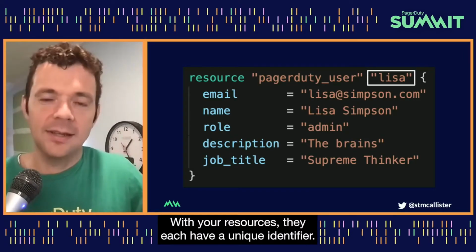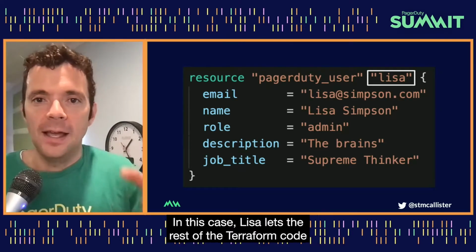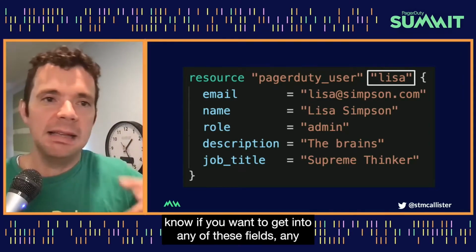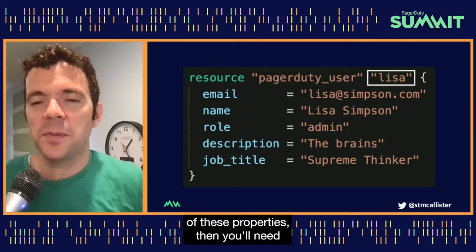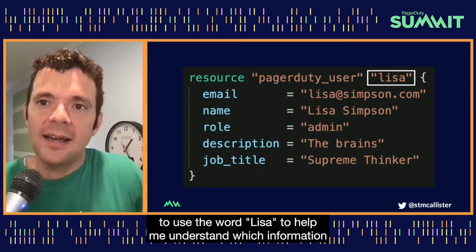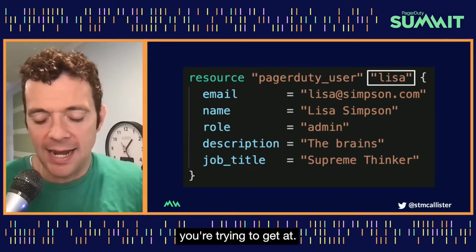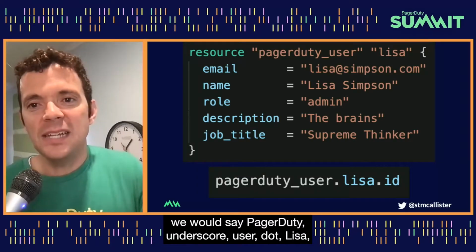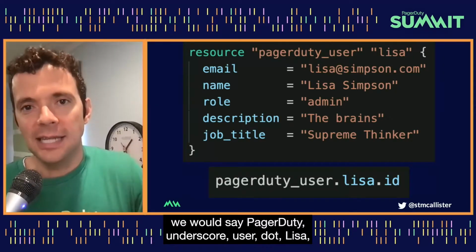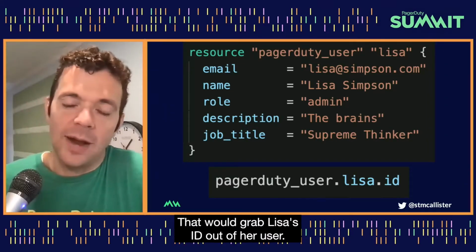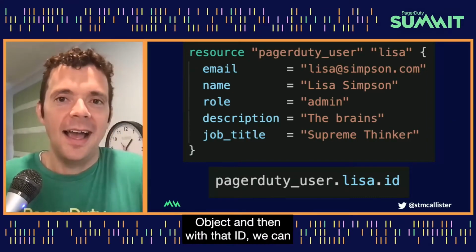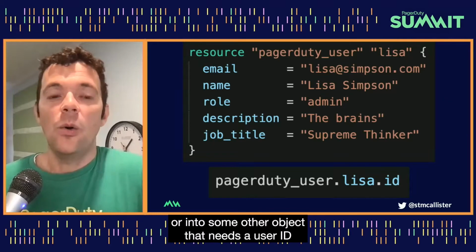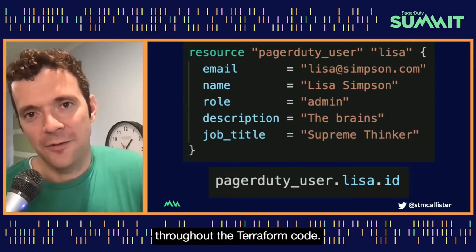With each of your resources, they each have a unique identifier. In this case, Lisa lets the rest of the Terraform code know that if you want to get into any of these fields, any of these properties, then you'll need to use the word Lisa to help me understand which information you're trying to get at. So in our case, if we wanted to reference Lisa's information, we would say pagerduty_user.lisa and then .id. That would grab Lisa's ID out of her user object. And then with that ID, we can use it to put her in a schedule or something, or into some other object that needs a user ID throughout the Terraform code.